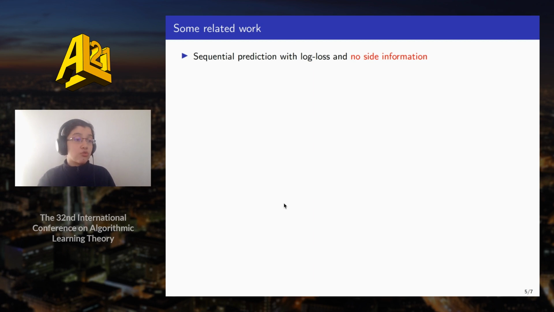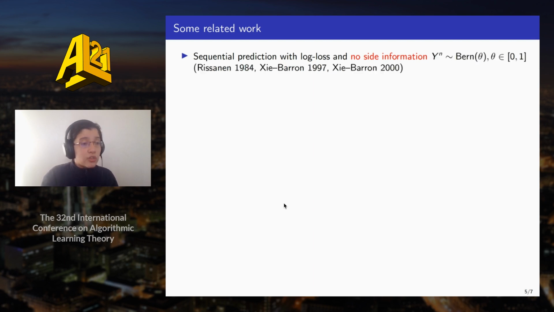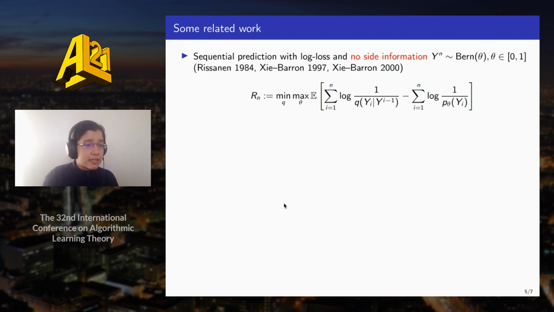So first of all, if there's no side information, then the problem just reduces to the problem of universal compression of an IID binary source. So Y^n is distributed IID according to some Bernoulli theta, and we have this expression for the min-max regret, also known as the redundancy in this case. So all of the x_i's are removed, and this can be seen to be the KL divergence between the actual distribution of Y^n, p_theta, and the assigned distribution of Y^n, q. And this expression has been characterized quite sharply as half log n plus some lower order terms.